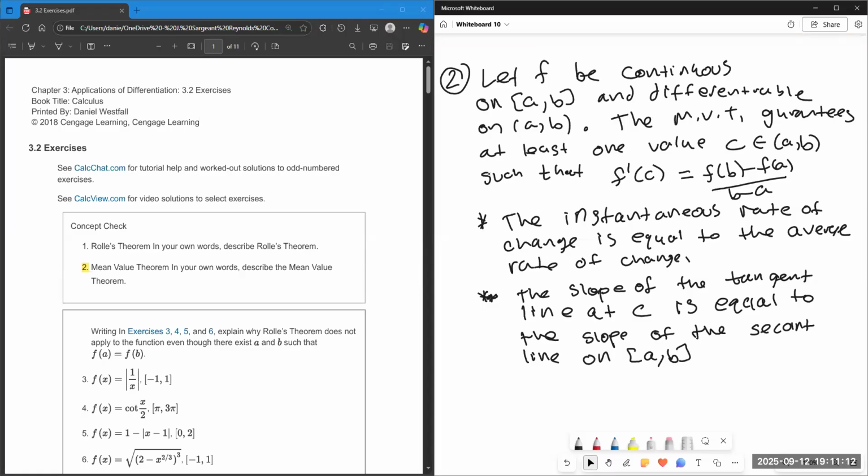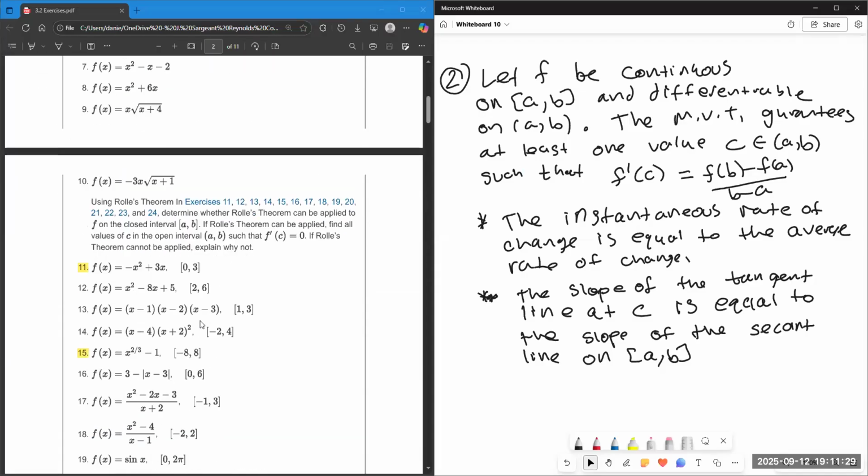So you have a secant line that passes through two points on the graph and is an average rate of change. The tangent line touches at one point c and is an instantaneous rate of change. So you can think about that all those different ways. Let's jump now to number 11.